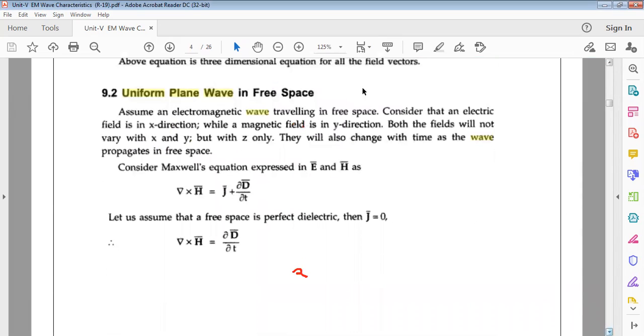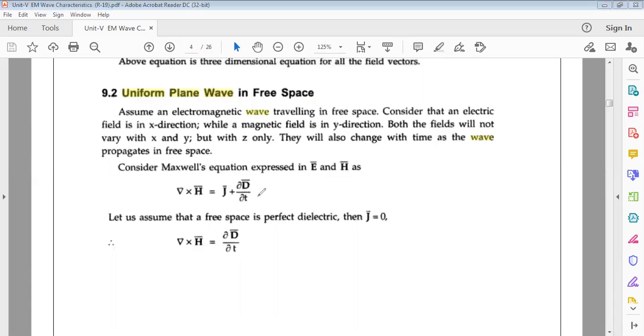We go for the next topic, uniform plane wave in free space. In yesterday's class, we discussed a few things about this. Again, I will start to derive the expressions of uniform plane wave in free space. According to Faraday's law, no, not Faraday's law, modified Ampere circuit law, del cross H bar is equal to J bar plus dou D bar by dou t.